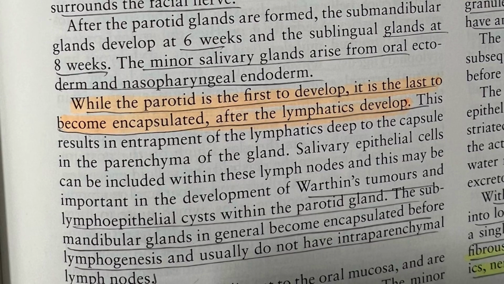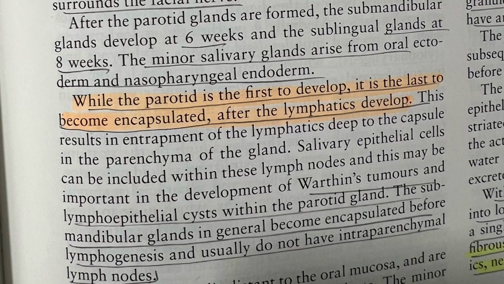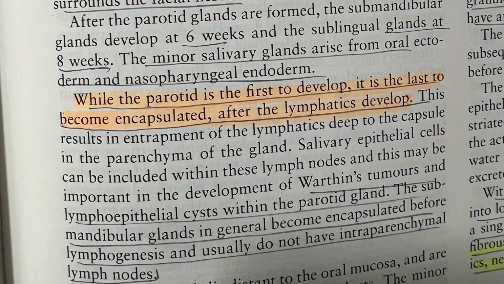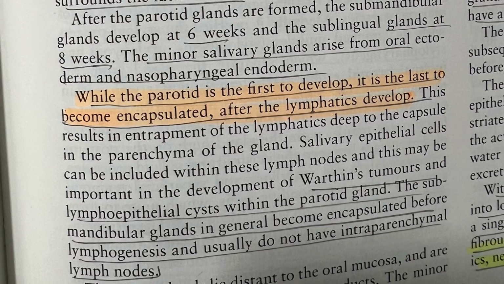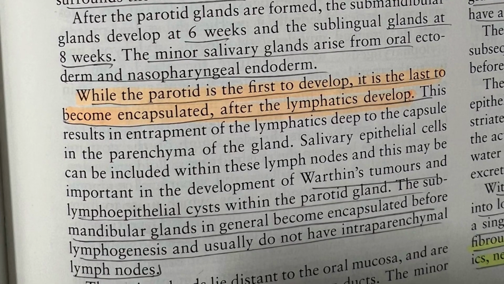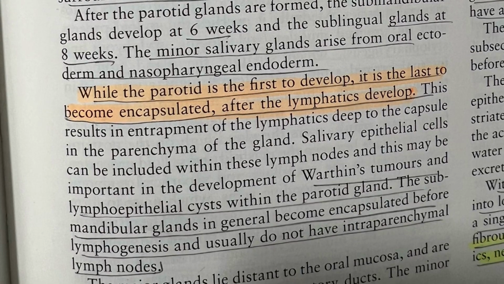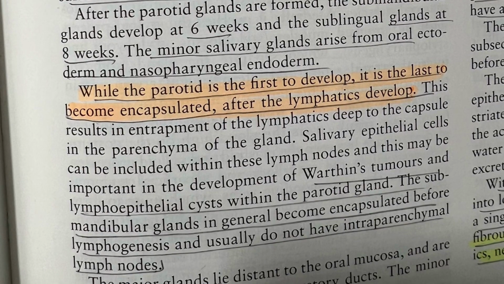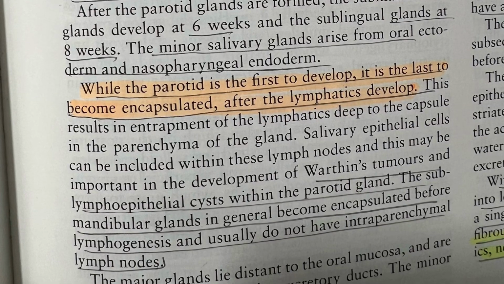The major glands lie distal to the oral mucosa and are connected to the mucosa by an excretory duct. The minor glands lie within the mucosa or submucosa of the oral cavity and oropharynx and open directly onto the surface, located in the mucosa or submucosa, by a short excretory duct.